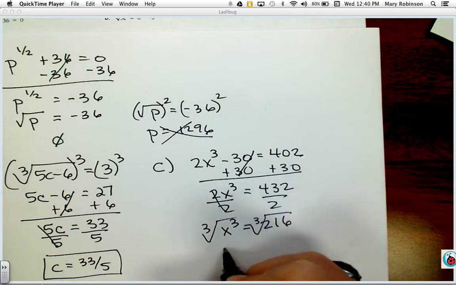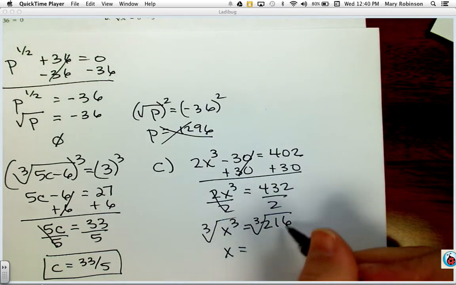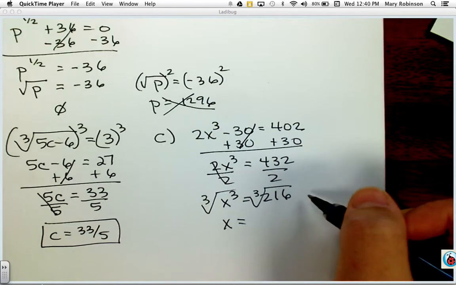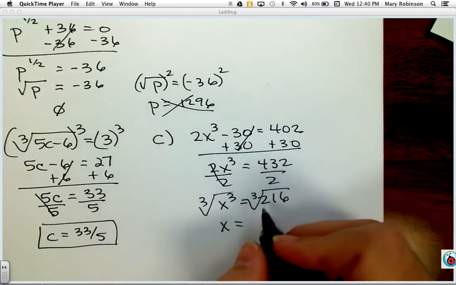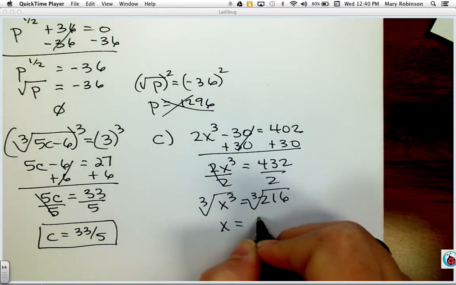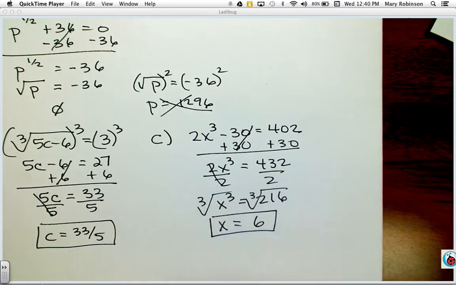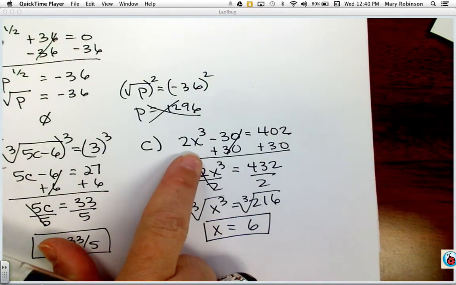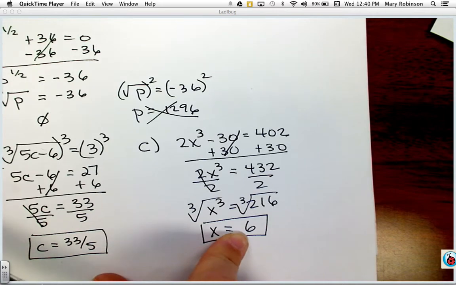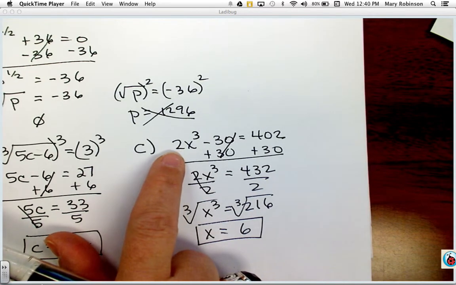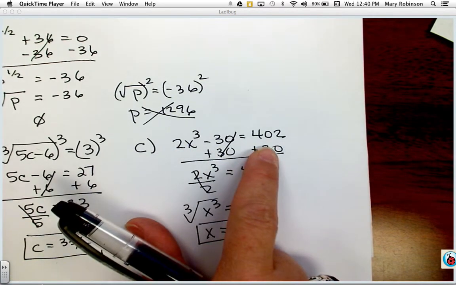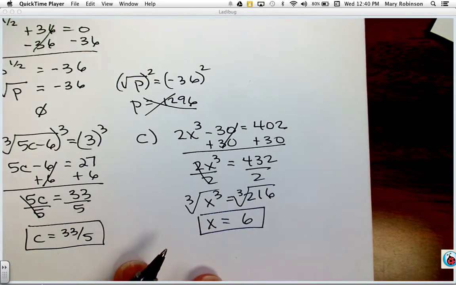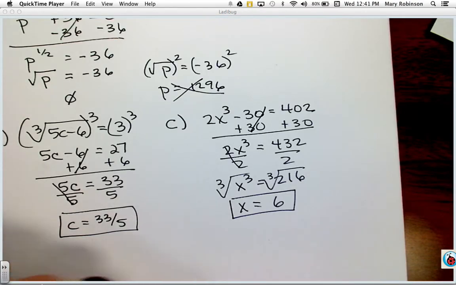Then we take the cube root of both sides, and you can put that in your calculator, go to math, and then choose the cube root for 216, and that value is 6. Know that you can type that in back in here. You can do 6 cubed, store your value as 6 in your calculator, then type in 2x cubed minus 30, and it should equal 402. Next, we're going to move on to D.